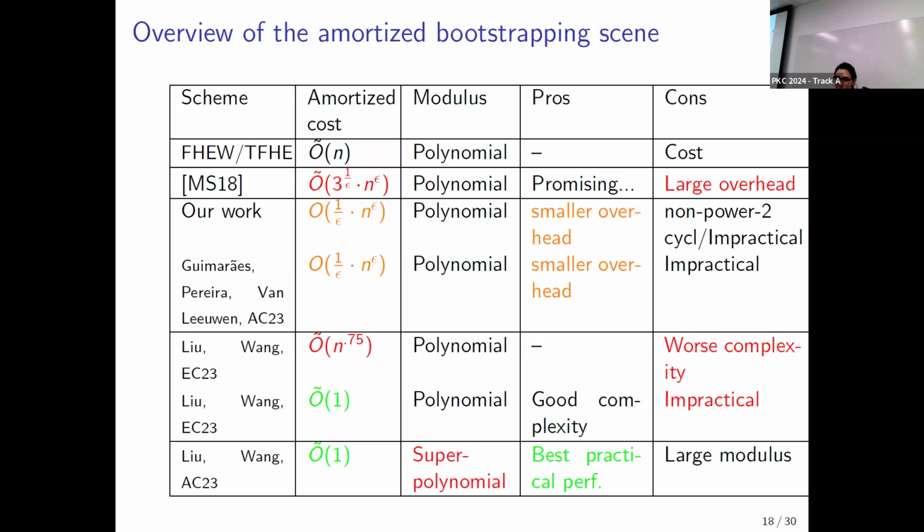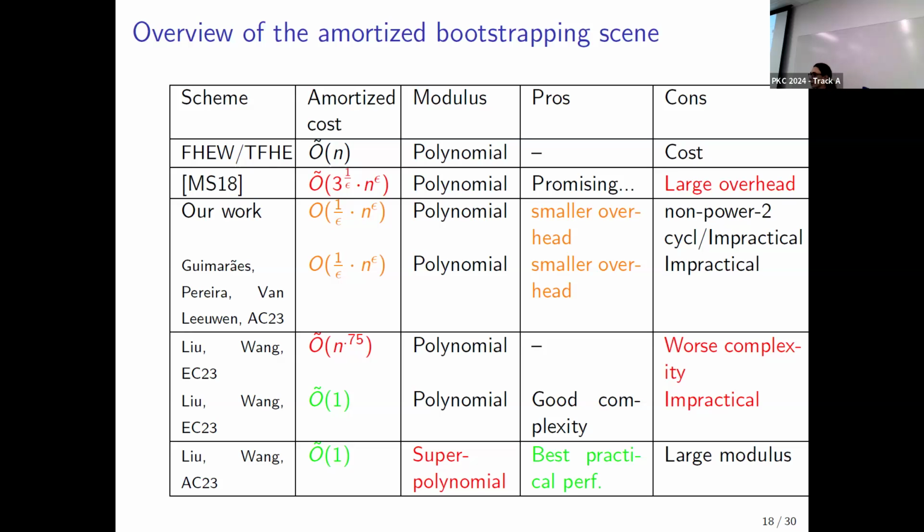Now, a little later during the year at Eurocrypt 2023, Yu and Wang presented two papers that came one after the other, one building on the previous work, which also significantly improved the asymptotic cost of amortized bootstrapping. In particular, in the first paper, they introduced a new algebraic framework based on the tensoring of three rings.